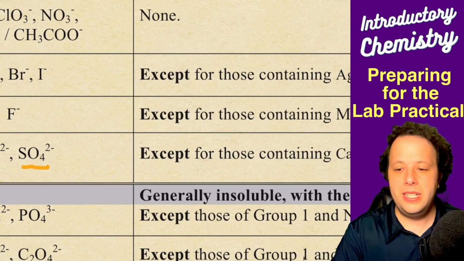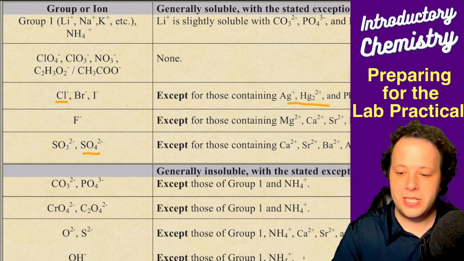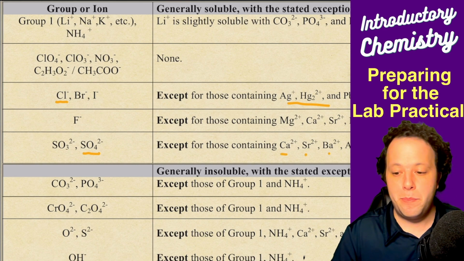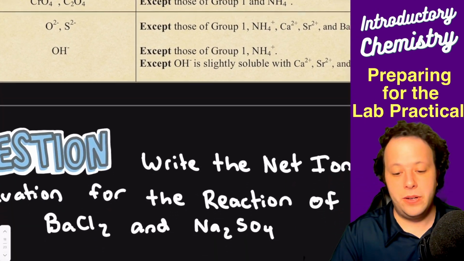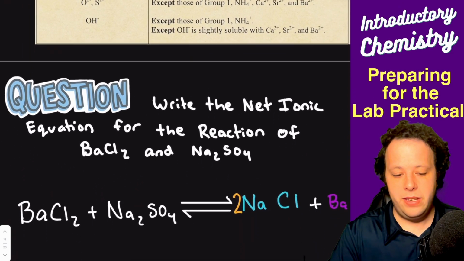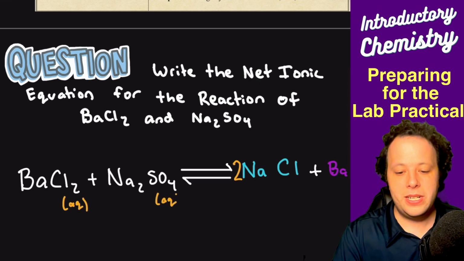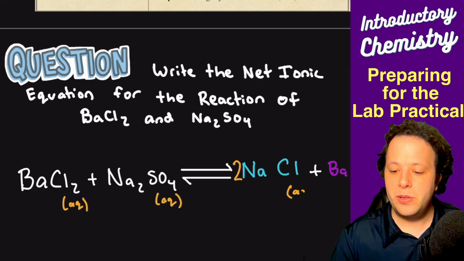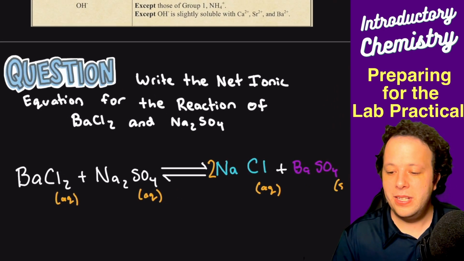It says chlorine is soluble except when it's bound to some heavy metals. So that one's good. And then we have sulfate is soluble except when it's bound to calcium, strontium, or barium. So it's soluble with sodium, but not with barium, which was our other one. So with these, what we can see is barium chloride is aqueous, sodium sulfate is aqueous, sodium chloride is aqueous, but our last one, barium sulfate, is a solid.